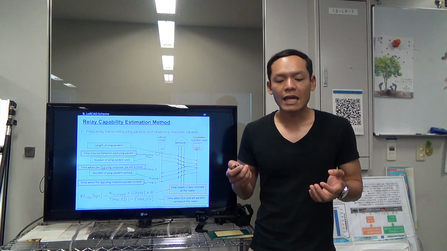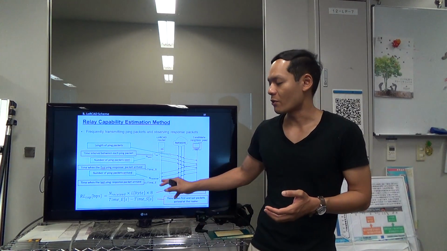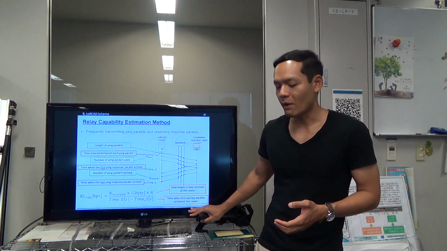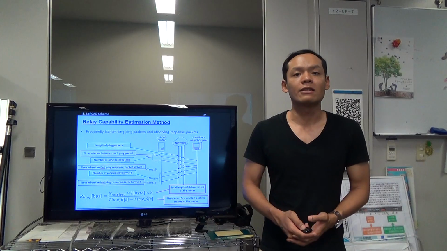The relay capability estimation can be calculated by using the bottom equation, which is the total length of data received at the router divided by the time between when the first and the last ping response packet arrive at the router.